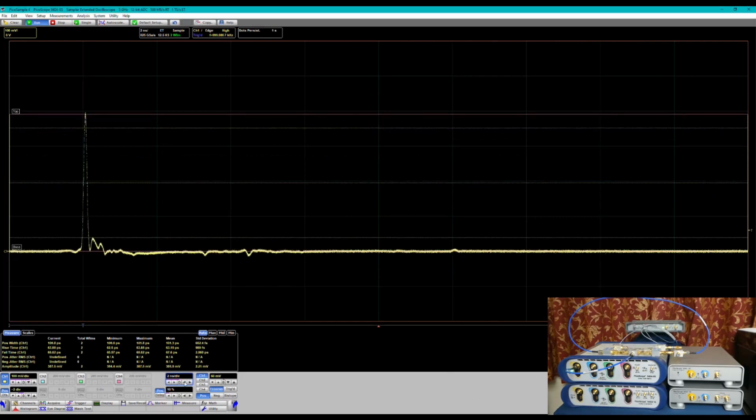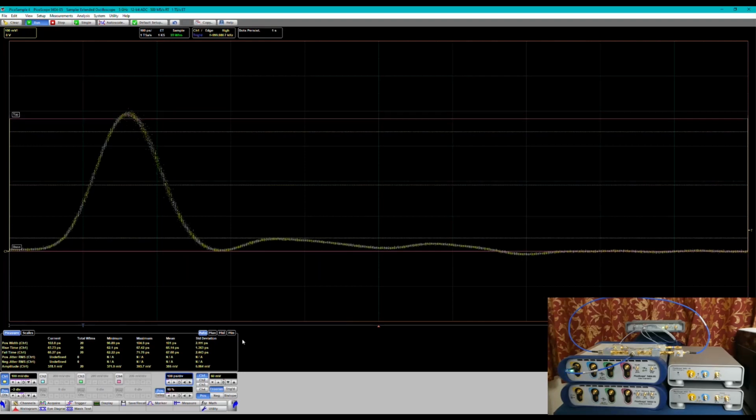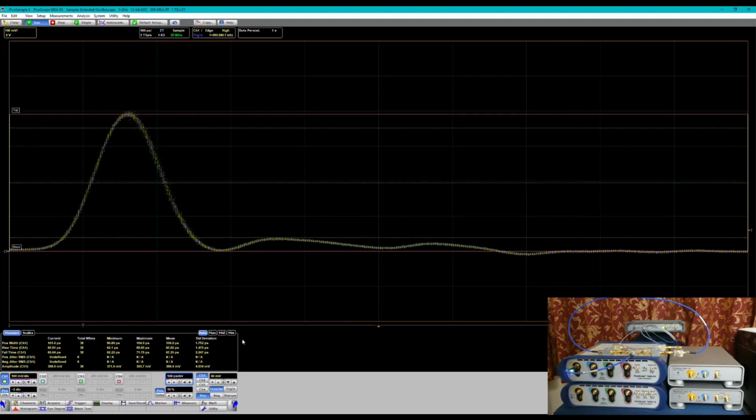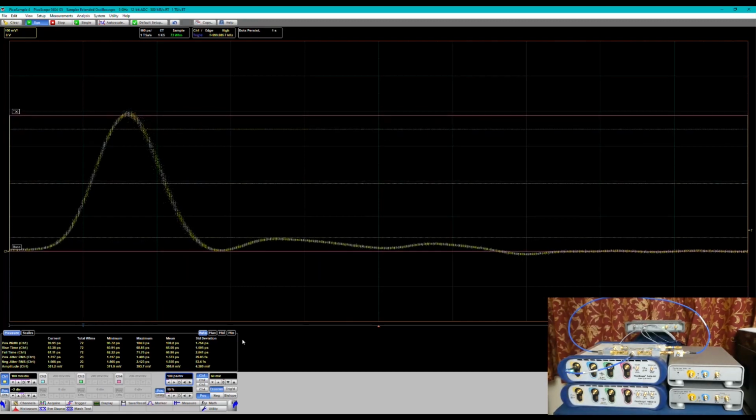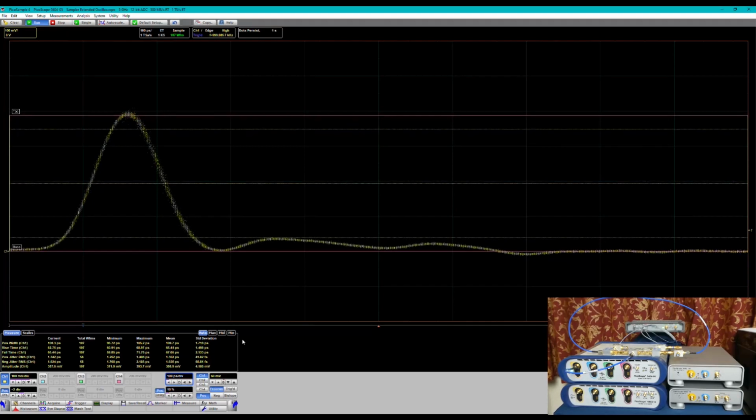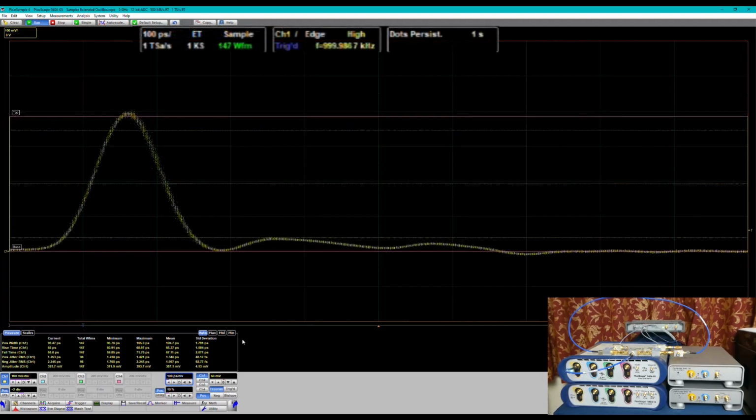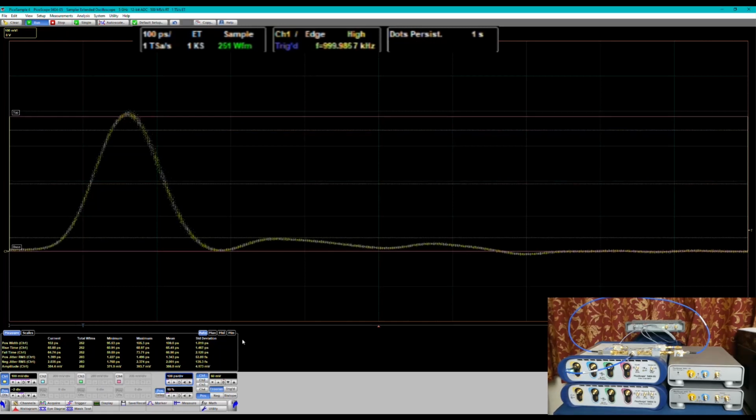Let's get the time base going a little bit faster. There we go. And this is the same 100 picosecond pulse that we've been using for some time. And I want to show you, by zooming the readouts at the top of the picture here, that the trigger rate is being measured at 999 kilohertz, or about a megahertz. This is the trigger rate that we've been using for all of the demonstrations so far.